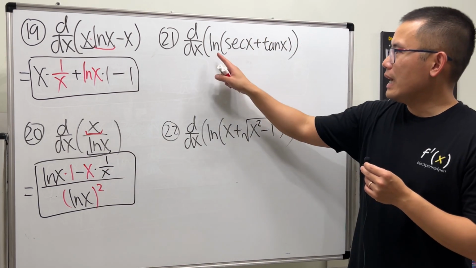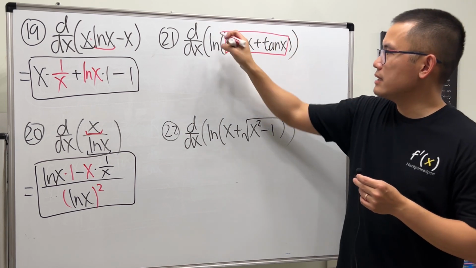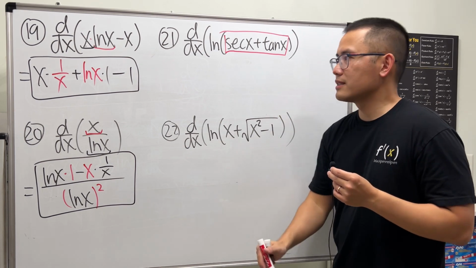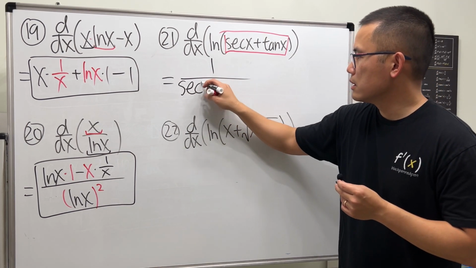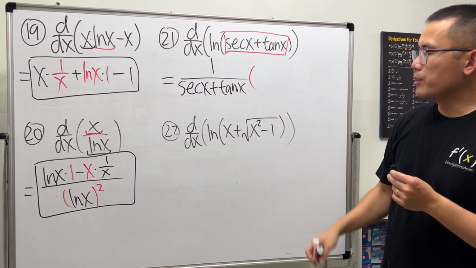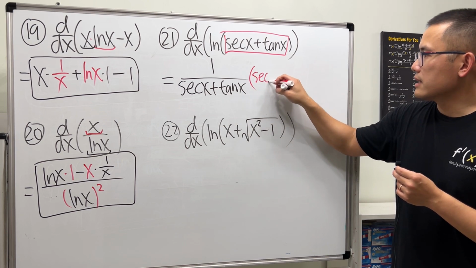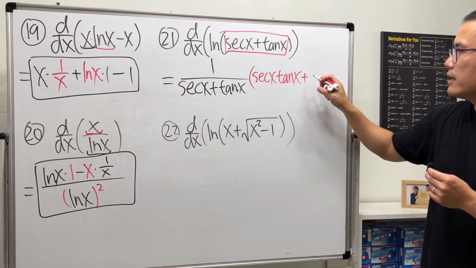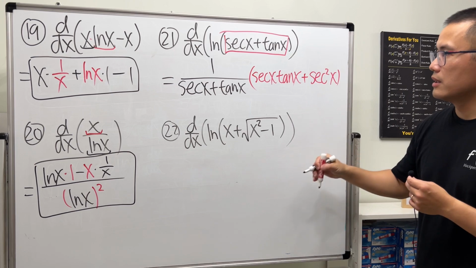Now, for the next one, we have ln of this thing inside. So we have ln of a box like this, yeah? Derivative of ln of a box is just 1 over the box. So let's write that down first. 1 over that. Then it has two terms, so open the parentheses. Derivative of secant x is secant x times tangent x. And then we add the derivative of tangent x, which is secant square x. And that'll do it. It's just a chain rule.